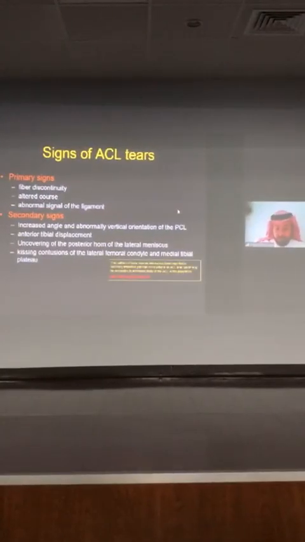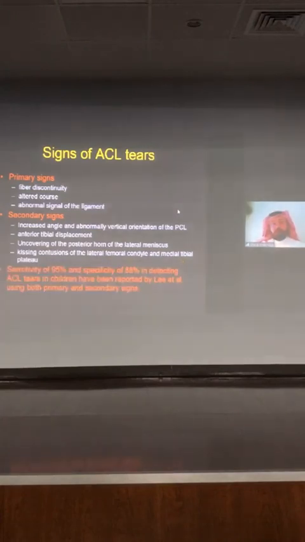So again, the pattern of the bone marrow edema in children has been seen in cases where you see that kind of edema but the ligament is not torn, so it is not so reliable. Again, a sensitivity of 95% and a specificity of 88% has been reported for ACL tears in children by Lee et al., using both primary and secondary signs.